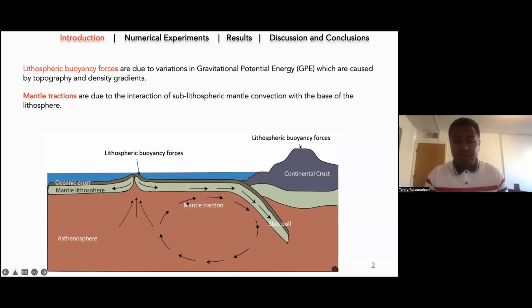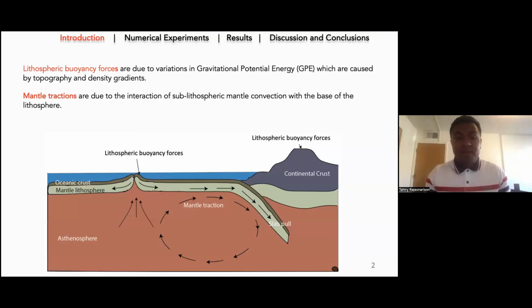The second force is called mantle traction, which is due to the interaction of the mantle flow with the base of the lithosphere. And the mantle flow could be due to the plume or large-scale mantle convection or even small-scale convection. The last force is slab pull forces, which is due to the gravitational collapse of the subducting plate, as you can see in this figure.